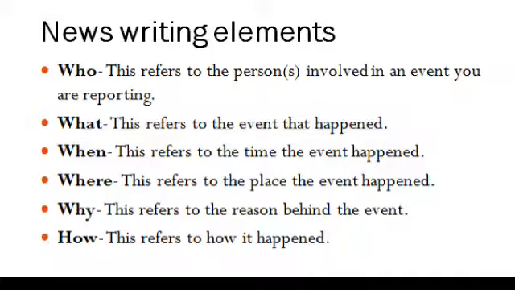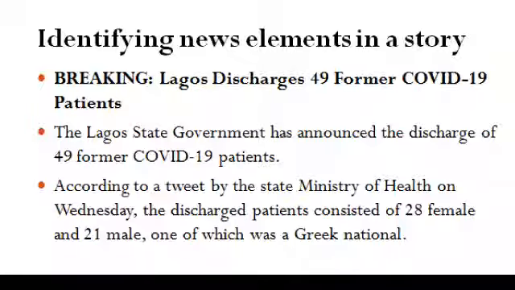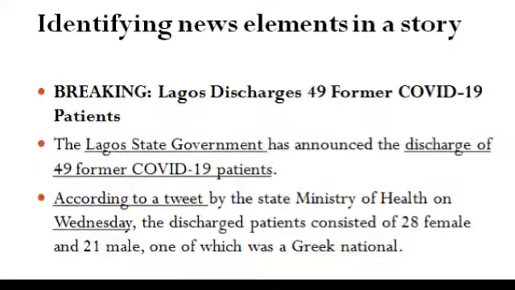Now look at this story. Breaking: Lagos discharges 49 former COVID-19 patients. We picked only 2 paragraphs to explain something to you. The Lagos state government has announced the discharge of 49 former COVID-19 patients. According to a tweet by the Federal Ministry of Health on Wednesday, discharged patients consisted of 28 female and 21 male, one of which was a Greek national. Now, let's look for the 5 W's and H. Let's see whether they'll appear in these 2 paragraphs.